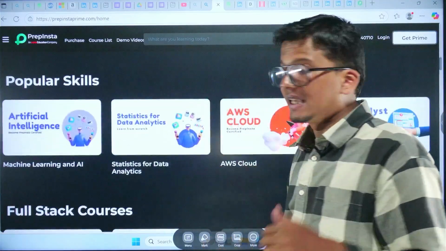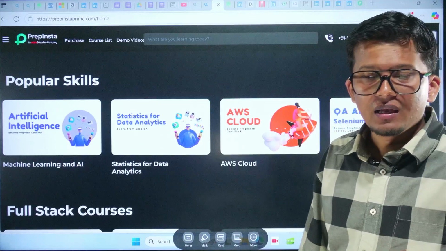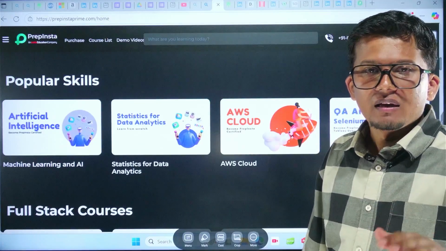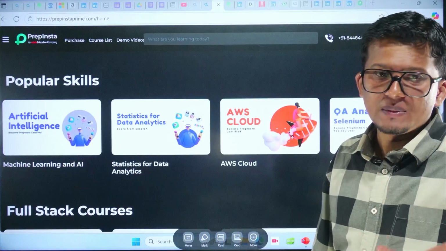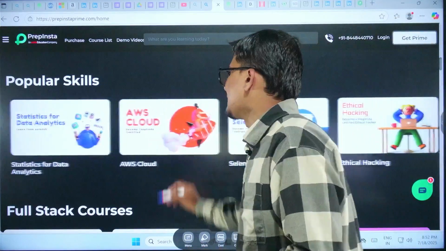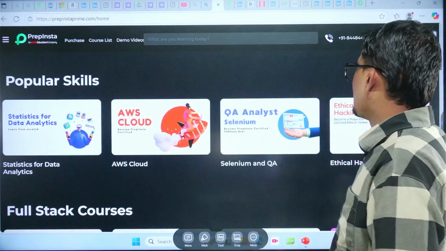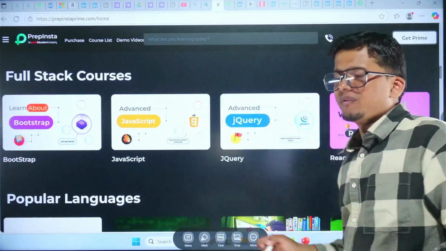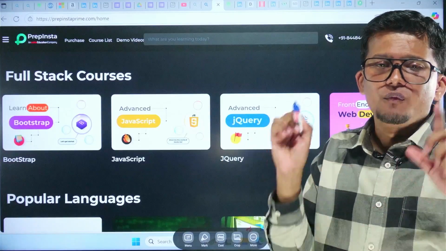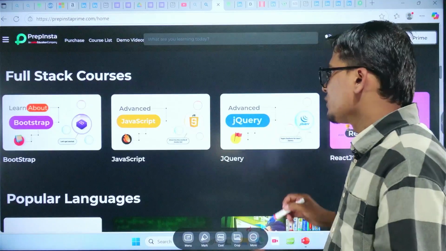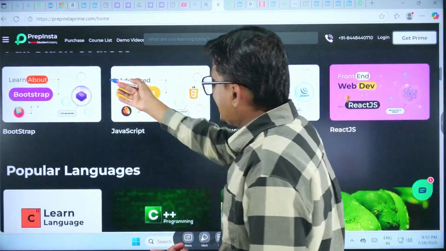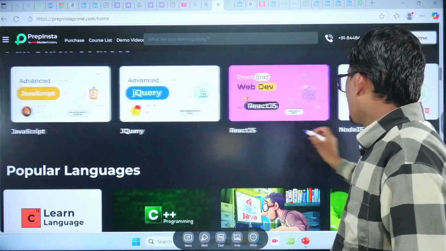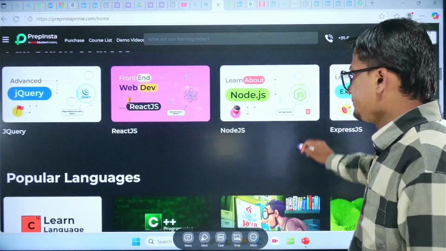Then you can gain the popular skills which are asked repeatedly in your interview tests and are very relevant for your placement: artificial intelligence, statistics for data analytics, AWS cloud, QA analyst, Selenium. Then you can learn front end and back end, that is, full stack programming or full stack coding. You will get the track to understand Bootstrap, JavaScript, jQuery, React.js, Node.js.